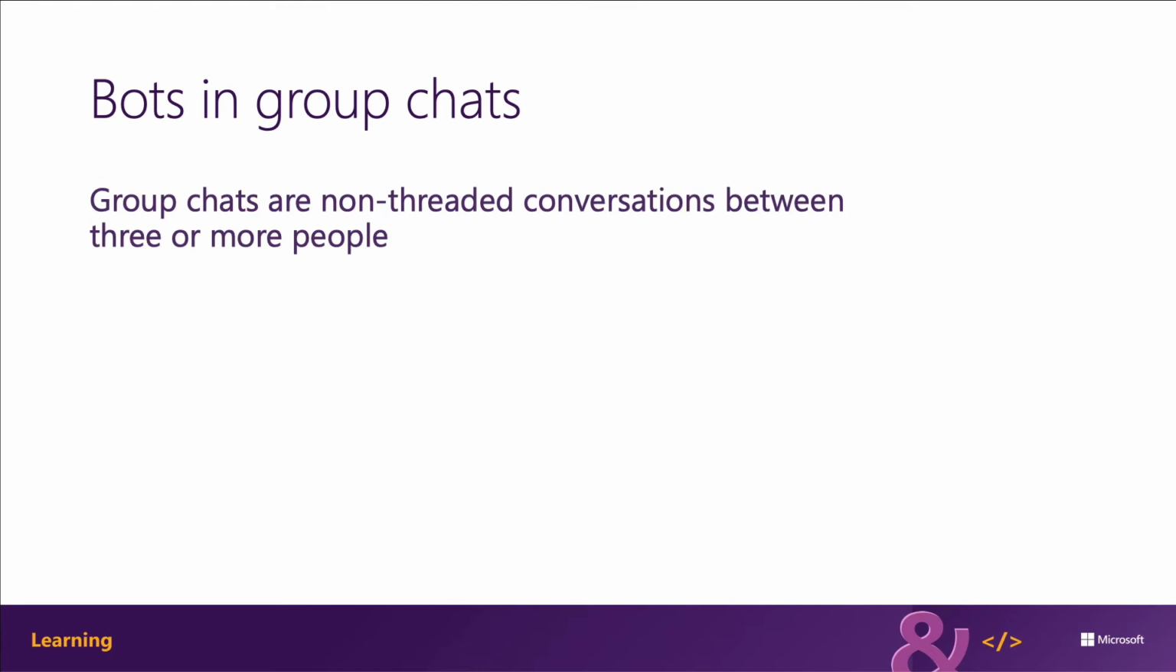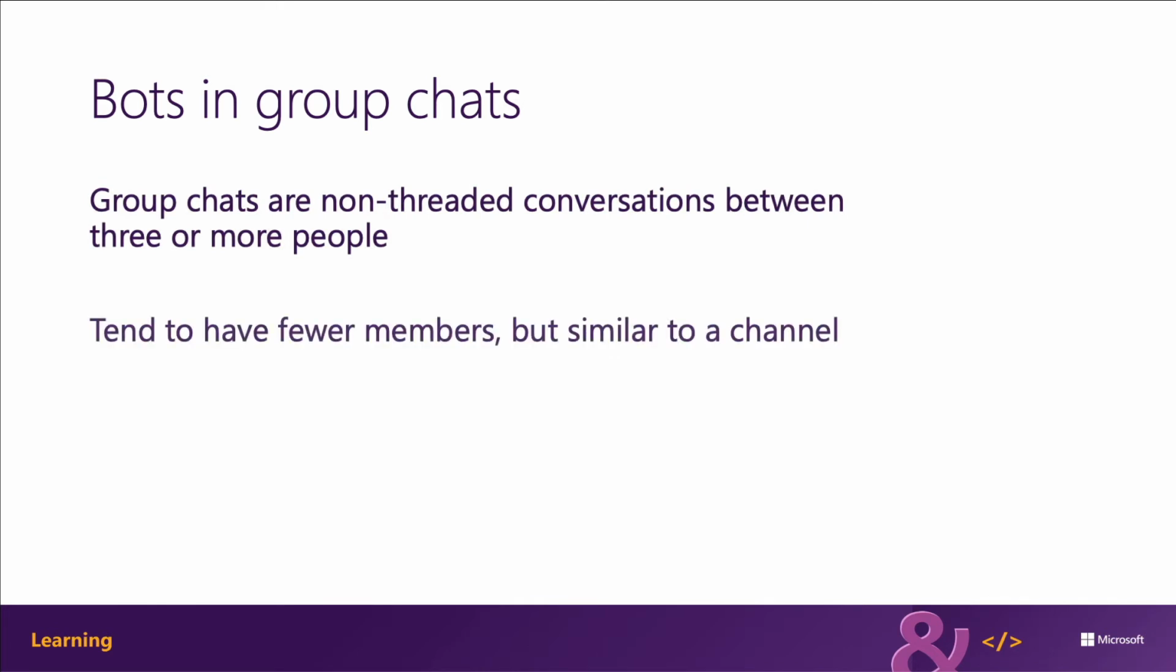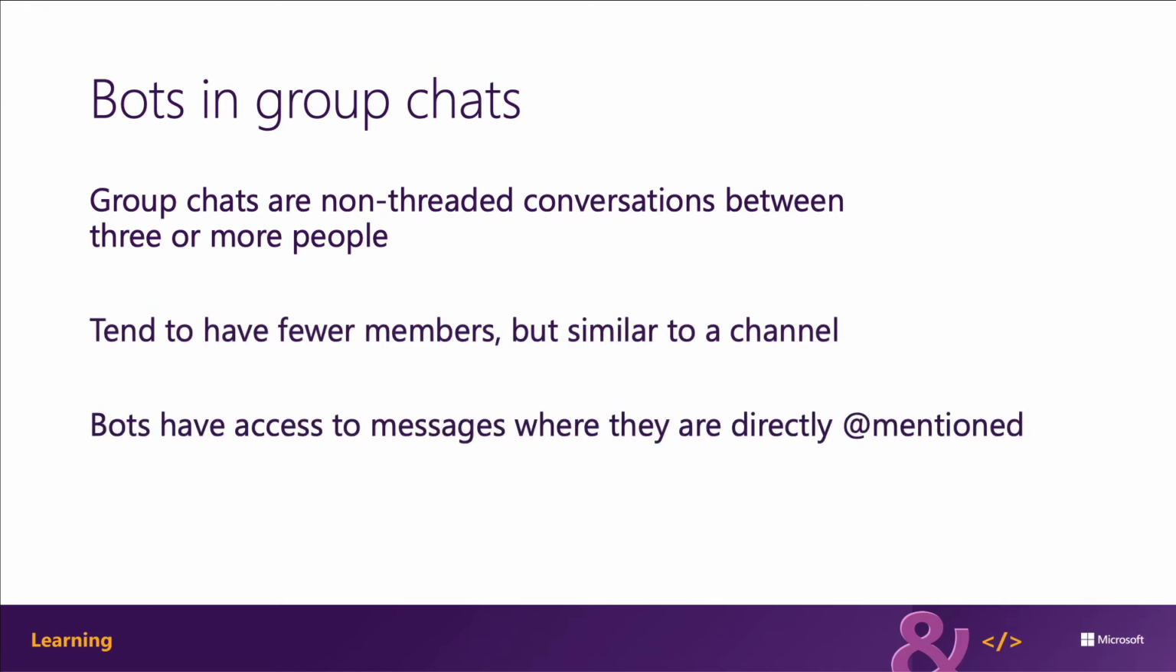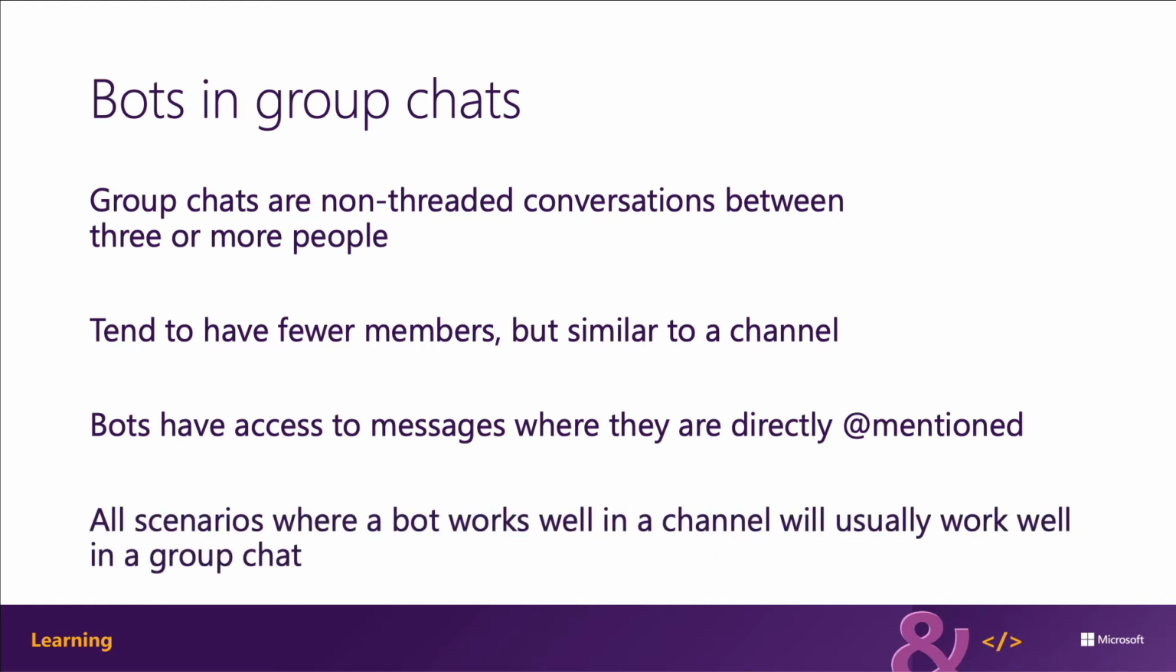Bot chats are non-threaded conversations between 3 or more people, and they tend to have fewer members than a channel and are much more transient. Similar to a channel, a bot will only have access to messages where it is @mentioned directly. Scenarios that work well in a channel will usually work well in a group chat.